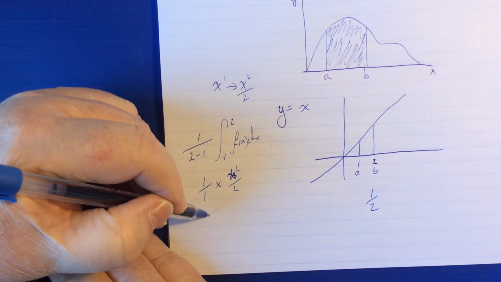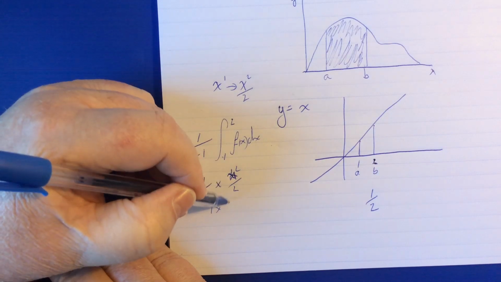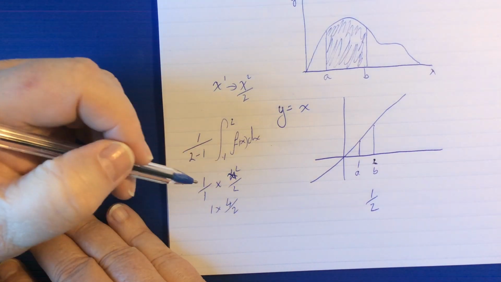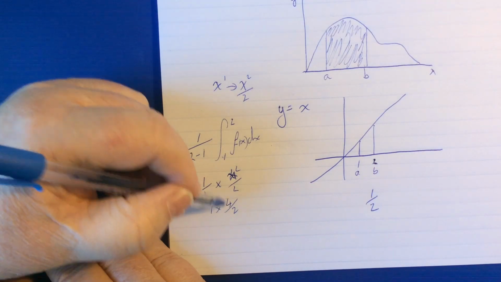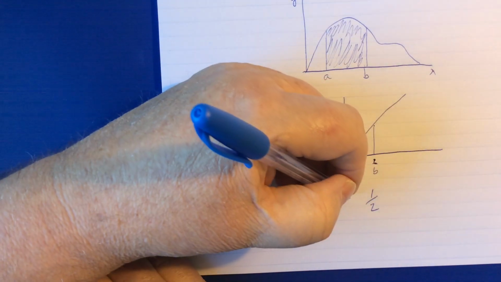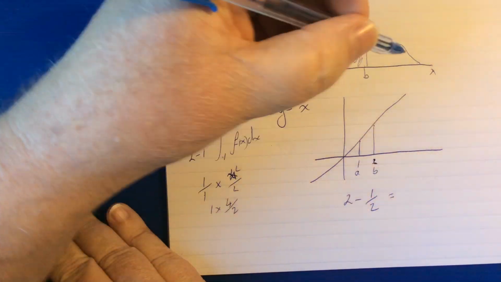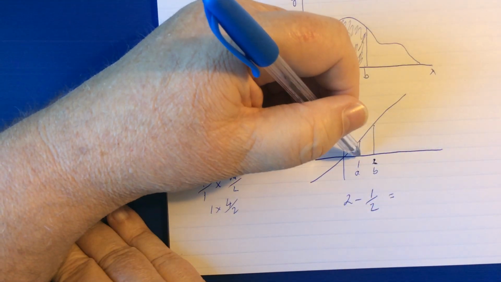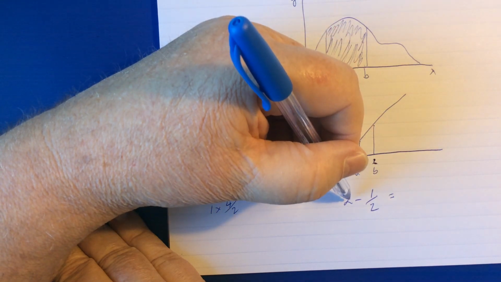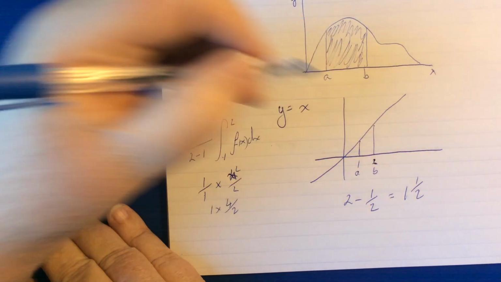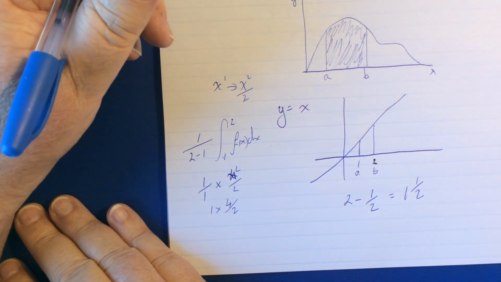And now we'll put 2 into this. So it's 1 times 2 squared, which is 4, over 2. So that's 1 times 2. So it is 2 minus a half. The average value of this function between 1 and 2 is 1.5. That should not come as a surprise.